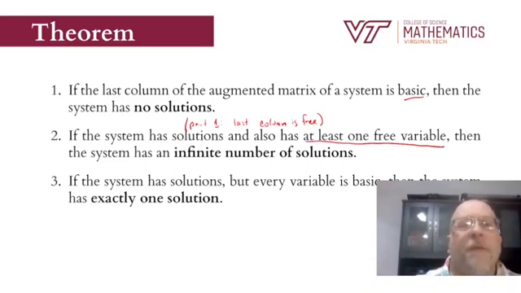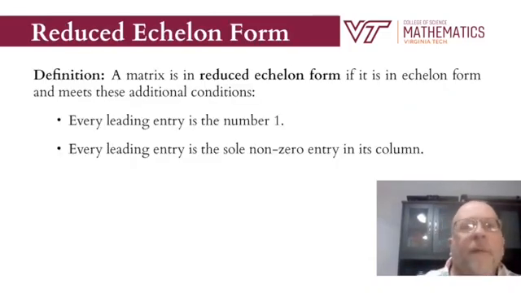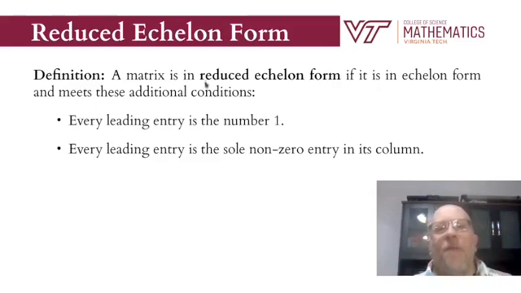So I promised we'd see some examples. We're going to do some examples, but I'm going to describe one more definition here. Thought the examples were coming, but no, there's another definition to wait. A matrix is in reduced echelon form if it is in echelon form and meets these additional conditions. Every leading entry is a 1, and every leading entry is the only nonzero entry in its column, the sole nonzero entry in its column.